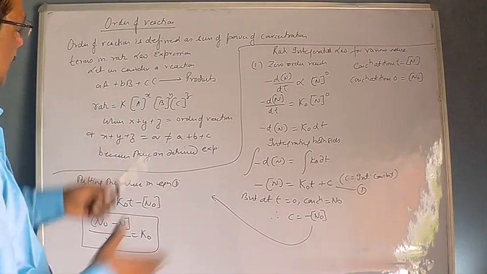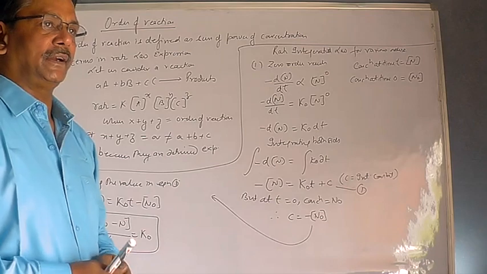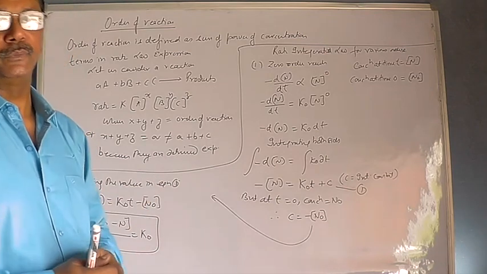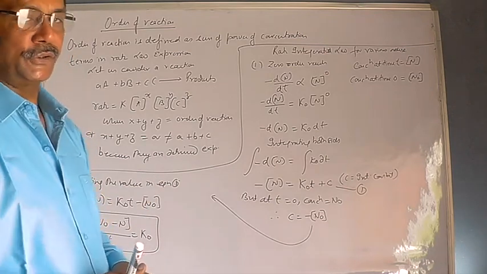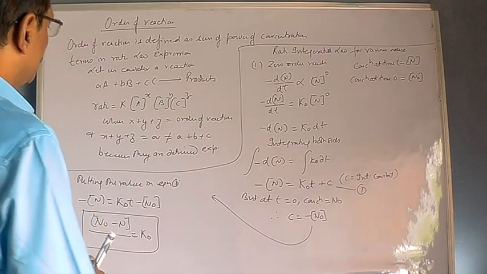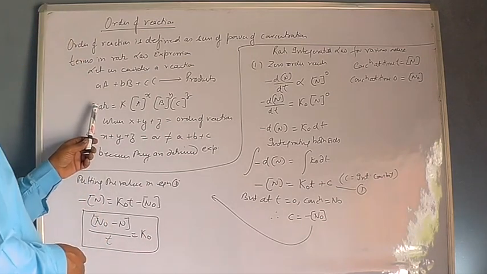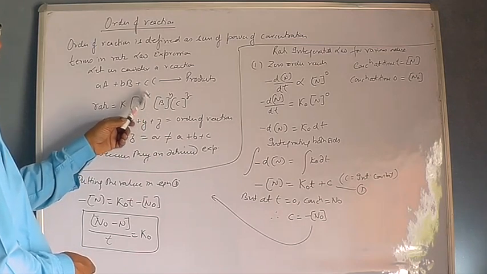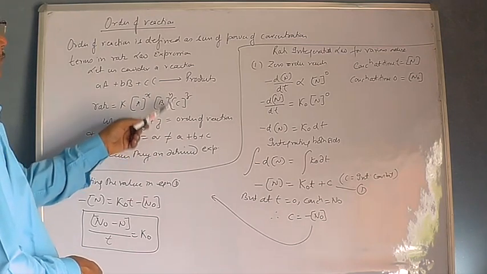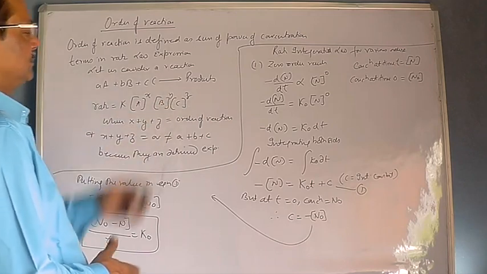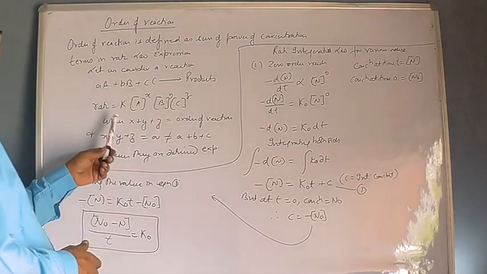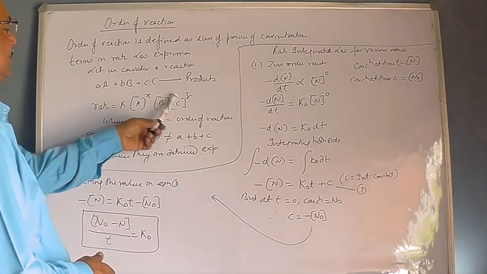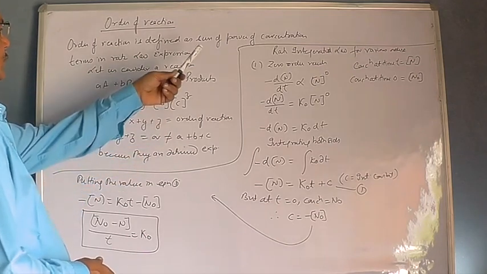From the law expression you know very well, rate at any instant is directly proportional to the product of concentrations of the reactants. So I am writing the rate law expression here. Rate equals k [A]^x [B]^y [C]^z, where x + y + z, the powers of concentration terms, is your order of reaction.